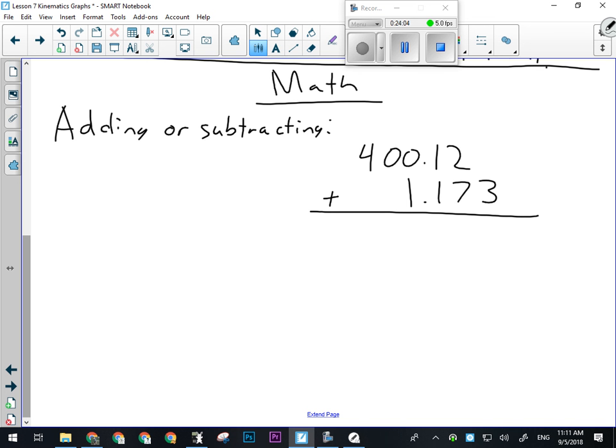Just because this one was measured better doesn't mean my answer can be as accurate as this. My answer can only be as accurate as the least accurate number. Everybody follow? So my answer then would be 401.29. And that's it. That's as accurate as I could be.